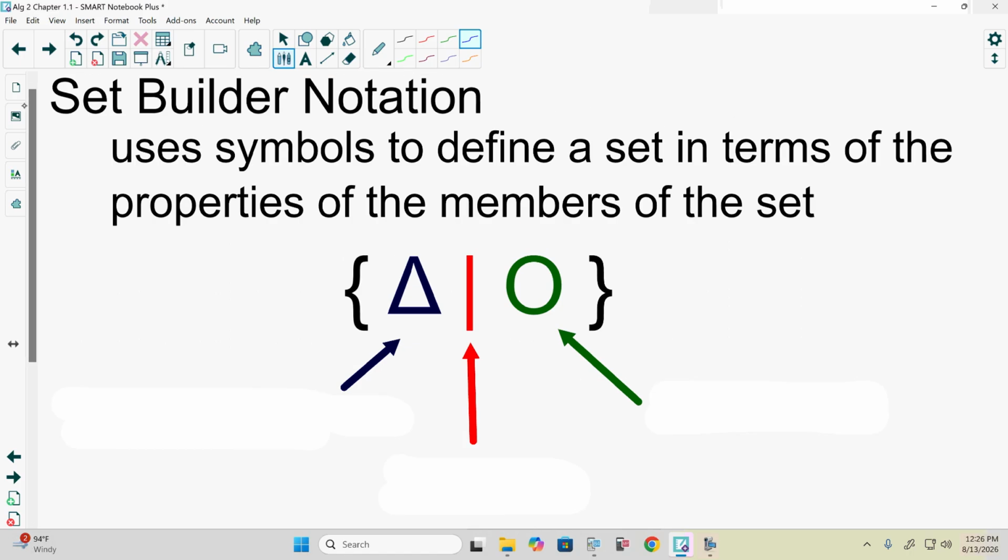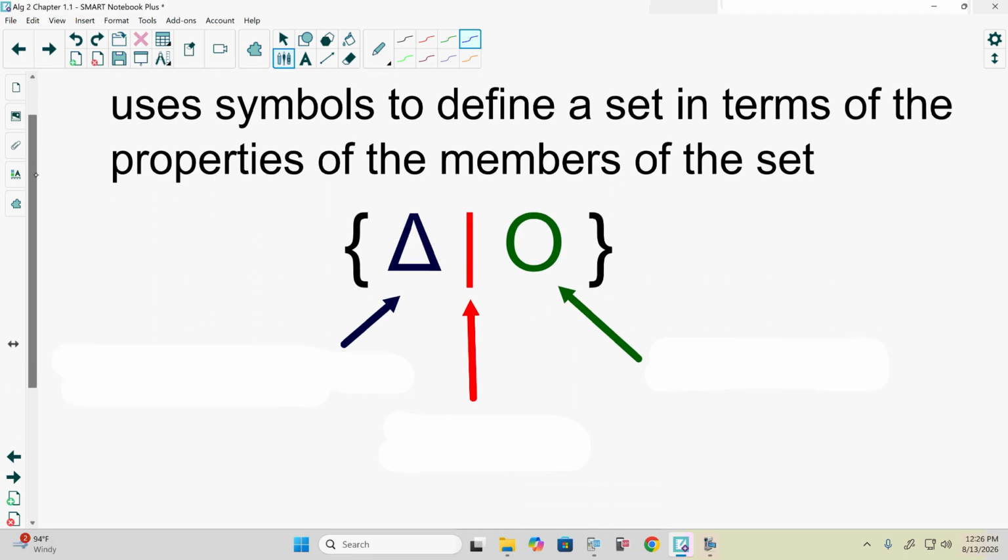Now, as we discussed already, closer to the start, I've mentioned the fact that not every interval or every set of numbers is easily writable. We can't just list out all the real numbers greater than 0. We really can't even write out all the real numbers greater than 0 and less than or equal to 1 or less than 1. There's too many. So we need a way to write it. And that is set builder notation, where you're going to use symbols to define a set in terms of the properties of the members of the set, of what it makes up.